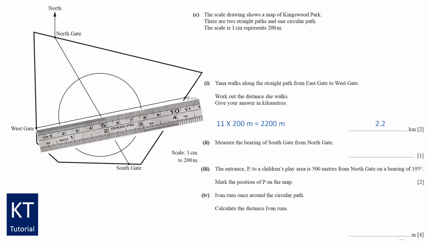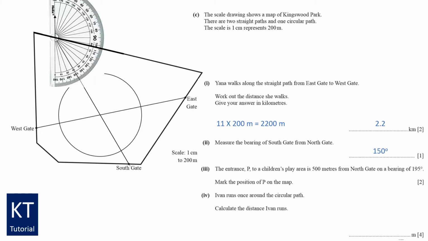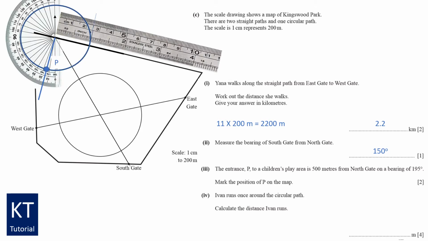Next, measure the bearing of South Gate from North Gate. Using a protractor, it is 150 degrees. Next, the entrance P to a children's play area is 500 meters from North Gate on a bearing of 195 degrees. Mark the position of P on the map. This is as shown on the diagram.